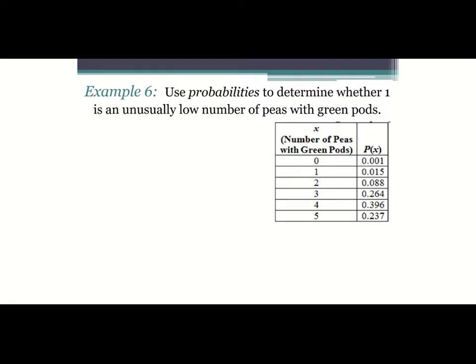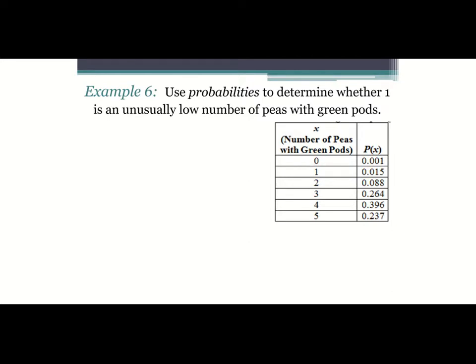Back to that question regarding the green pea pods. Is it unusual to get just one green pea? So let's say we don't have the standard deviation and the mean, we're just looking at this probability distribution. First off, when we're talking about an event being unusually low, if it's unusually low to get one green pea, it's also unusually low to get 0 green pea pods.